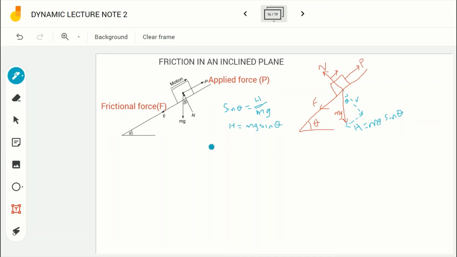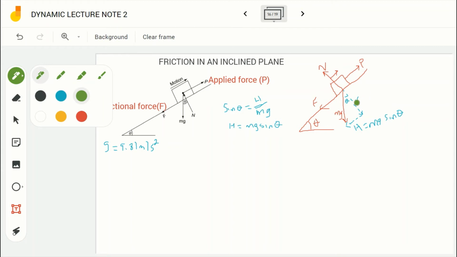Please remember that our g is always 9.81 meters per second squared. So when solving questions, you must use g as 9.81 meters per second squared. So I've gotten my component for the horizontal. Now I have to find the component for the vertical.